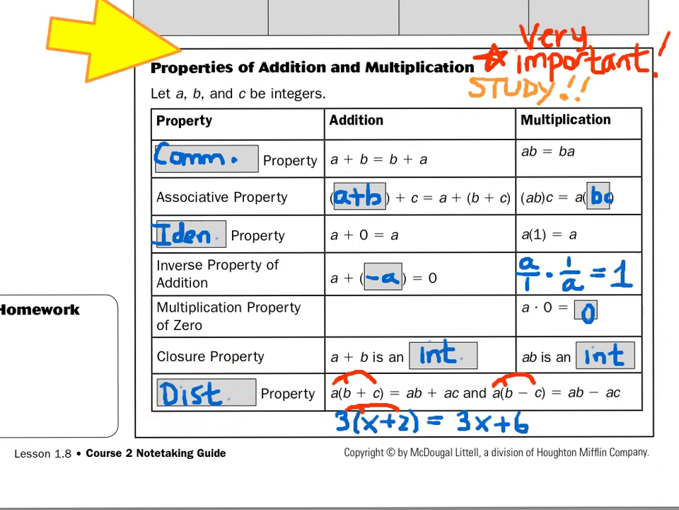So look at this example I added. If I had 3 on the outside times x plus 2, I would draw a rainbow. I grab the 3, draw a rainbow to the x. That gives me 3x. Then I copy the plus sign, grab the 3, draw a rainbow to the 2, and 3 times 2 gives me 6. 3x plus 6, and I can't go any farther because a 6 does not have an x.